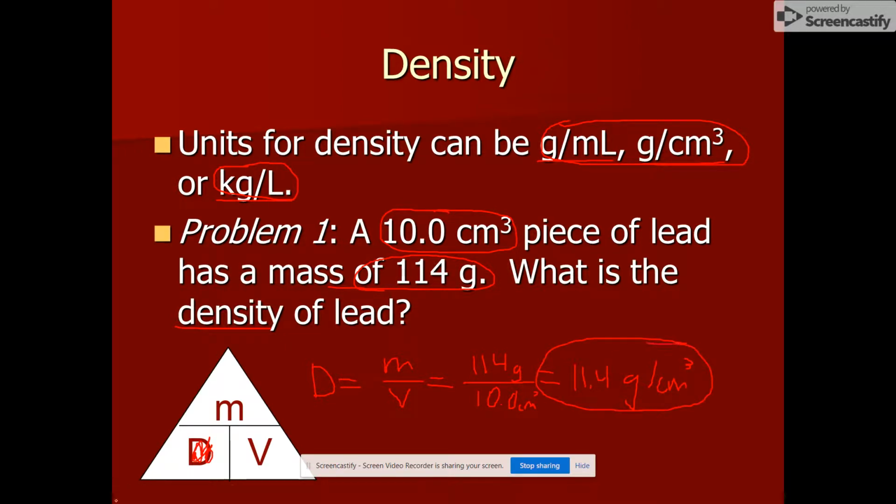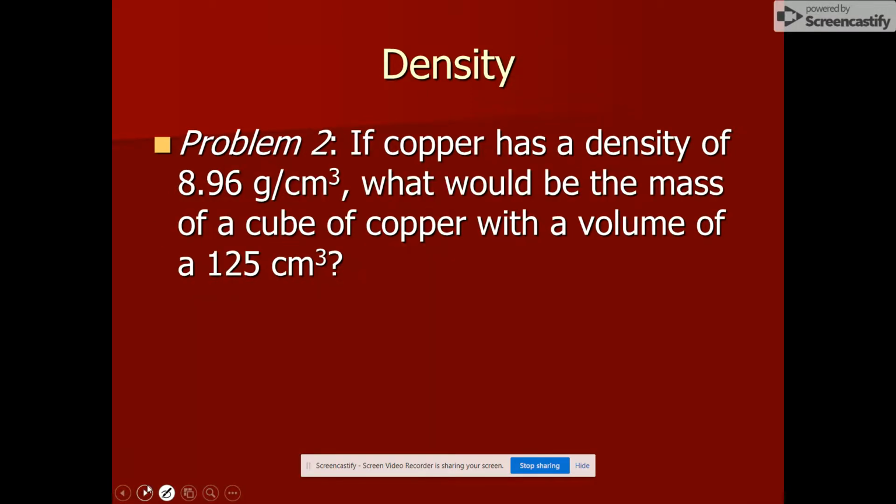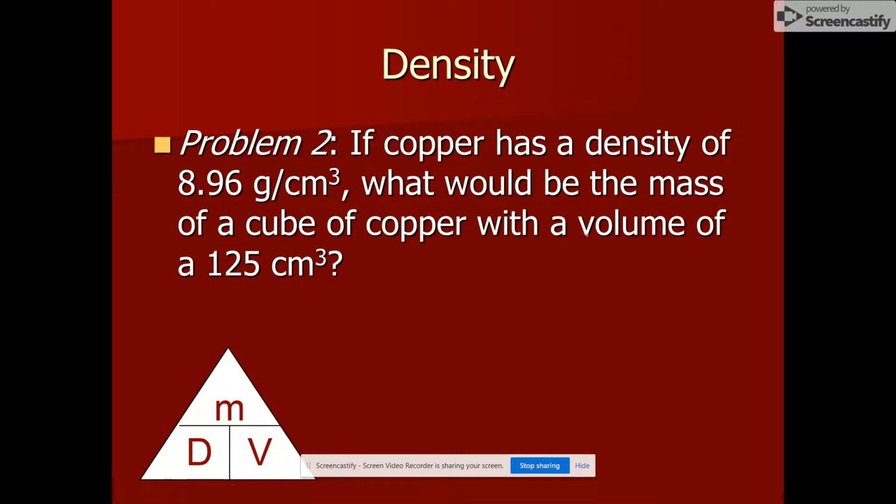Let's try another problem where it's giving us the density, but it's asking us to solve for another one. In this problem, we have: if copper has a density of 8.96 grams per centimeter cubed, what would be the mass of a cube of copper with a volume of 125 centimeters cubed? So I'm going to look at my lovely density triangle. And in this case, it's asking me to find the mass. So I want the M. I'm going to cover up the M. So M is equal to density next to volume, or D times V.